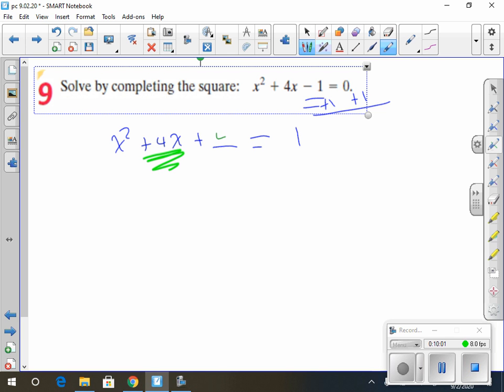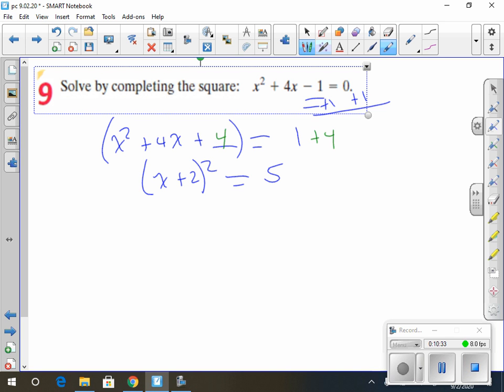Half the middle term squared happens to be 4. If this middle term was 12, we take half that and square it, and we get plus 36 here. So half the middle term squared. Now remember, when I add 4 here, I've also got to add 4 here, and what I've done is I've created a perfect square. This here is x plus 2 quantity squared.